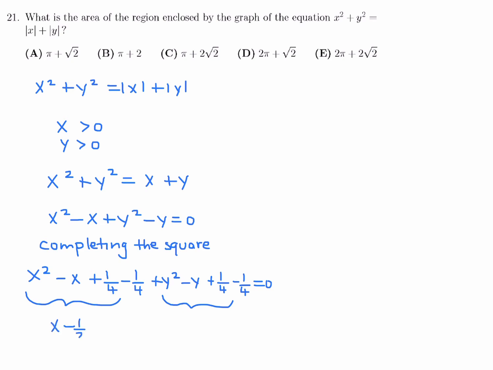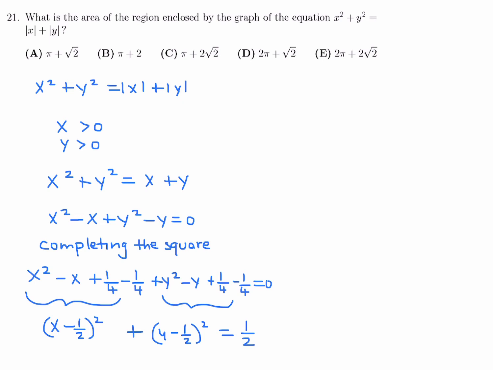x minus 1/2 squared plus y minus 1/2 squared. And then this and this we can put on the other side. It's basically 2/4, which is going to be positive 1/2. So this is a circle with radius square root of 1/2.